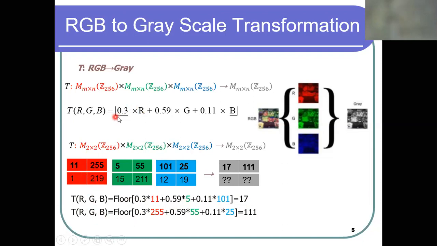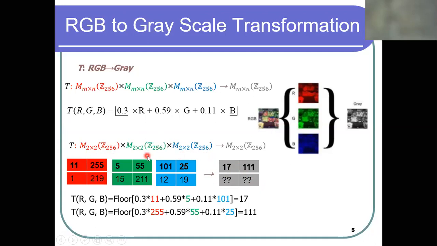Then we again apply this function: 0.3 times 255, plus 0.59 times the second element of the green layer, plus 0.11 times 25. So you will get 111. Ultimately I put a question sign, you have to do it by yourself. So ultimately, dear student, the idea I am giving you is how your three layers are converted into one layer.